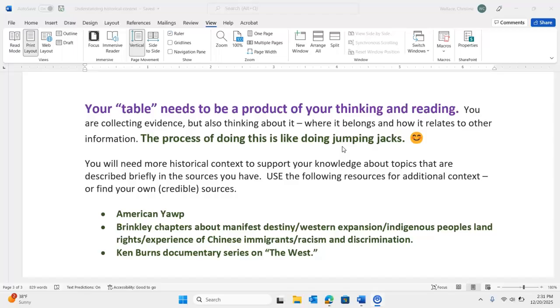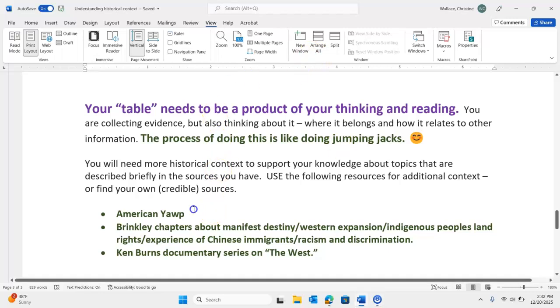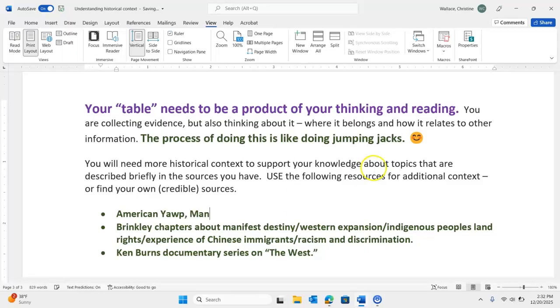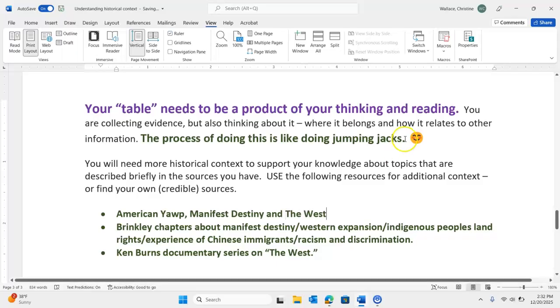But the American Yawp, we looked at that source in class. There's a section on manifest destiny and a section on the West. So look at those two sections. The Manifest Destiny source is very good for helping you with the time period of the 1840s, which is the time of the Treaty of Guadalupe Hidalgo, into the 1850s, for information that takes place a little bit later, even post Civil War, look at the section about the West.